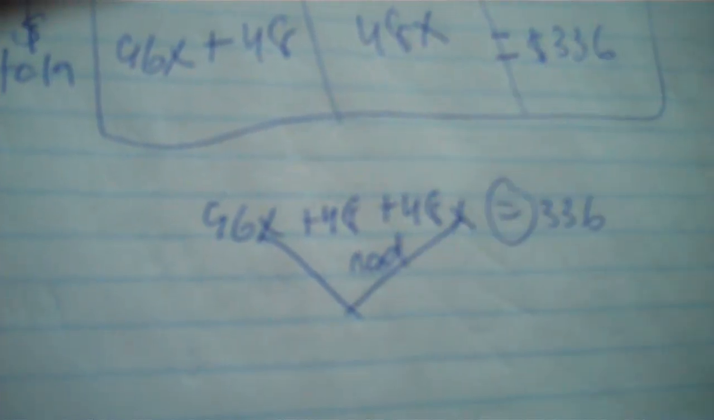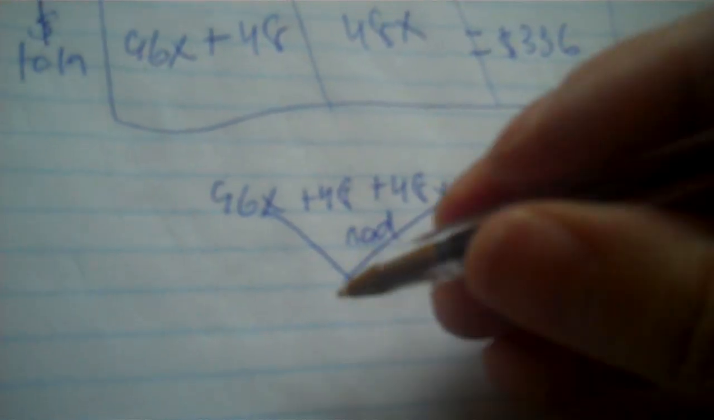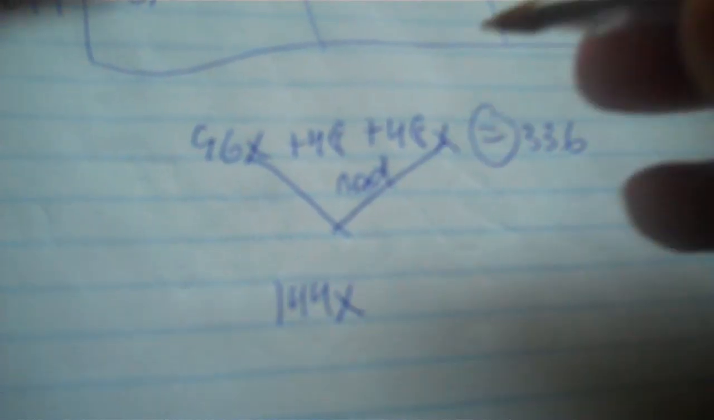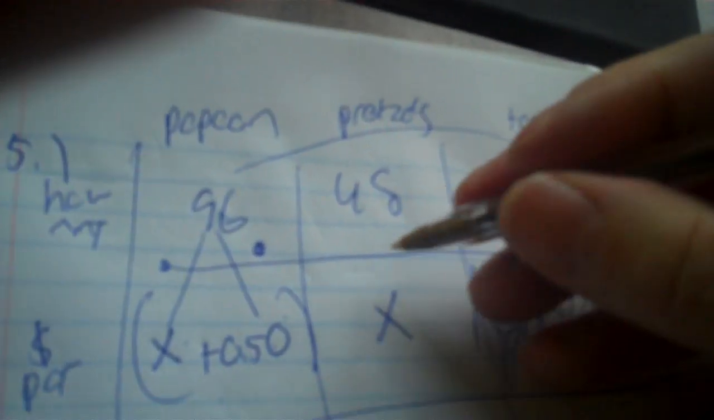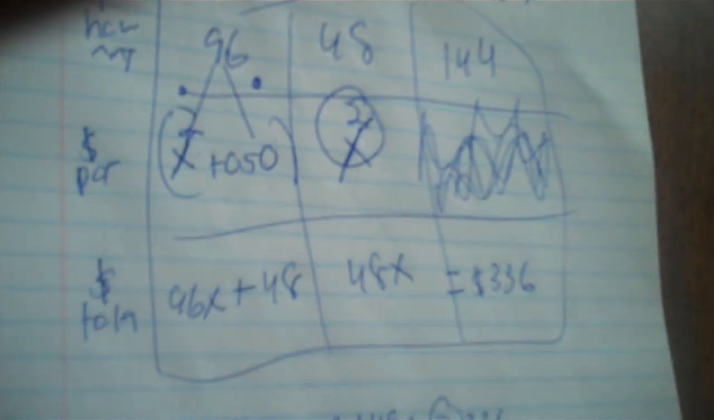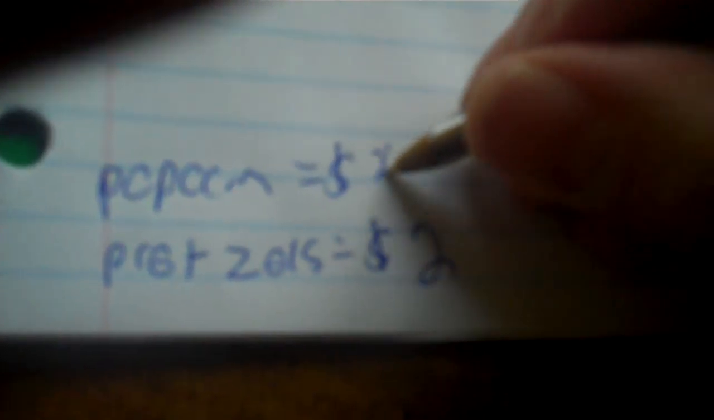Now you can solve this equation. You just add your x's. 96 plus 48 is 144, so 144x plus 48 equals 336. Then I minus 48, and that's 288. Divide by 144, and x equals 2. So cross those x's out and put 2. So the pretzels cost $2. The popcorn costs 2 plus 50 cents, which is $2.50.